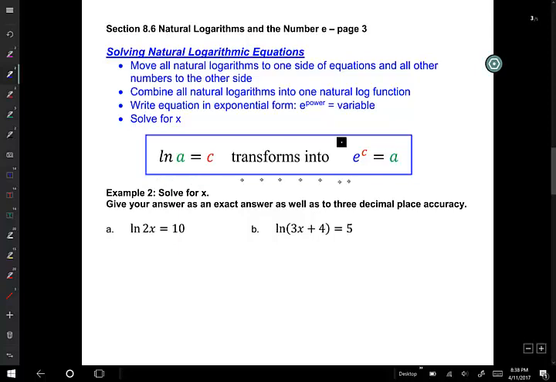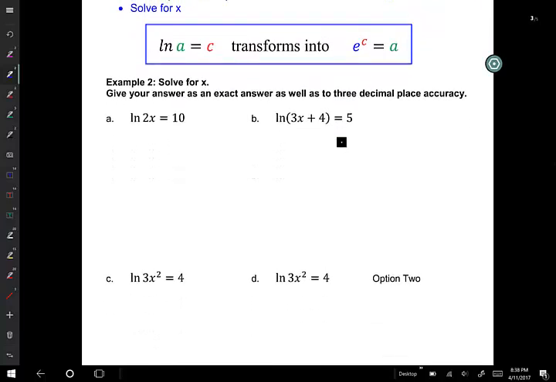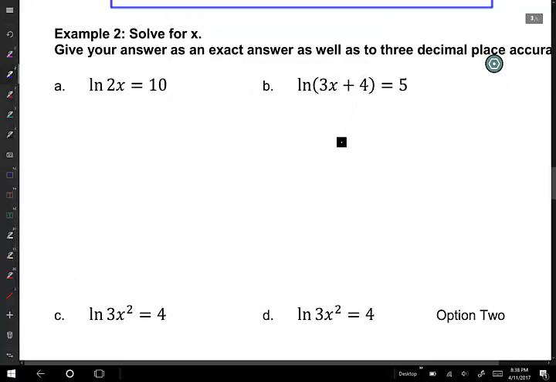Down below, we have our transforming equation, which should look very familiar. Remember, you have a base right down here of e, so e to the c equals a. And I'm trying to stay away from x's and y's here, so you're not confused no matter what kind of variables you have. All right, so let's look at these 4 examples that we have here. Our first one is the natural log of 2x equals 10. Remember, your base is e, so e to the 10 equals 2x.